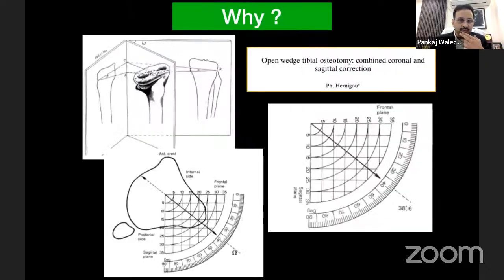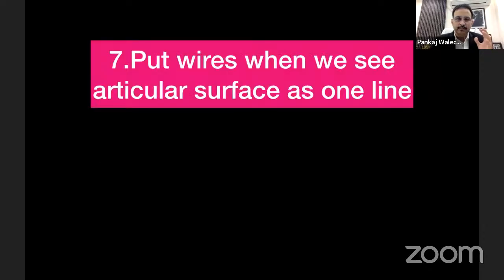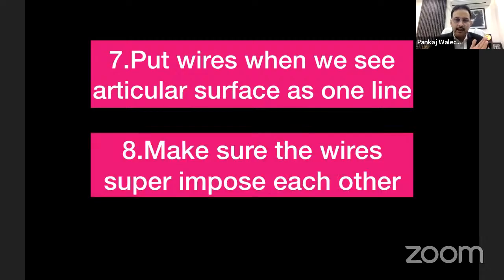So let me also briefly explain why this happens. See, this is a coronal plane, this is the sagittal plane, while we are doing the correction in a third plane in a triangular bone. So when we do that, it is bound to change angles in both the planes. So how do we actually execute it? When you put your wires for the osteotomy, you should see the articular surface as one thin line, and you should also make sure that both the wires superimpose each other.